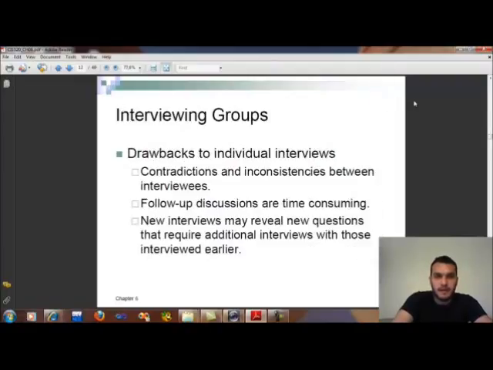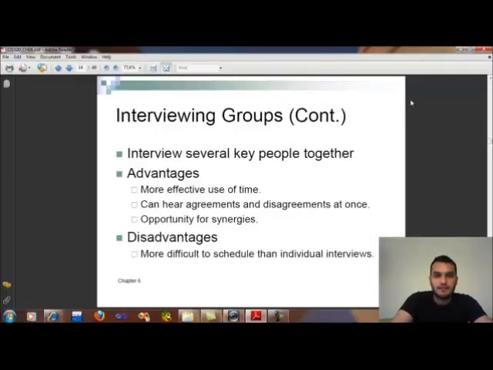And interviewing groups. Drawbacks to individual interviews: contradictions and inconsistencies between interviews. Follow-up discussions are time-consuming. New interviews may reveal new questions that require additional interviews with those interviewed earlier.